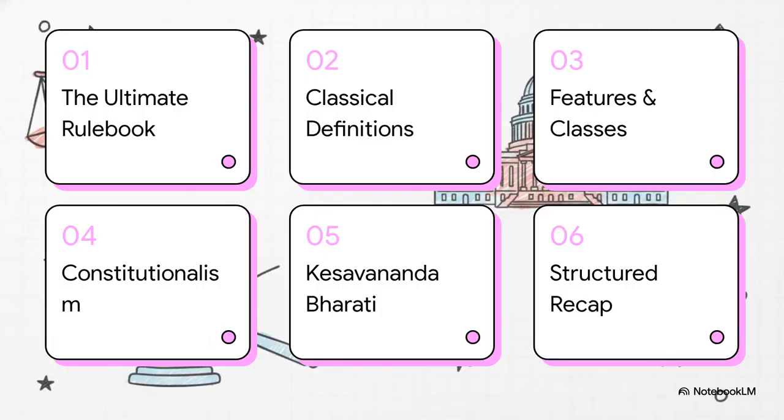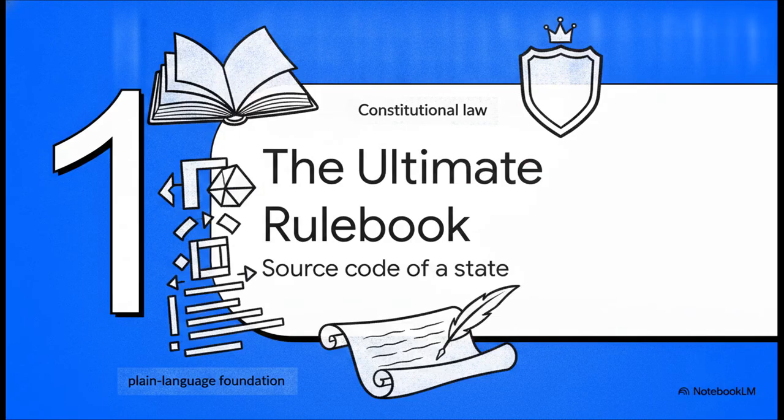In this explainer, we're going to systematically break down what this rulebook is, how classical theorists defined it, its essential features, the crucial difference between a constitution and constitutionalism, and a massive landmark case that tested these limits. Then we'll wrap it all up with a structured recap. So let's dive right into Part 1, the ultimate rulebook or the source code of a state.